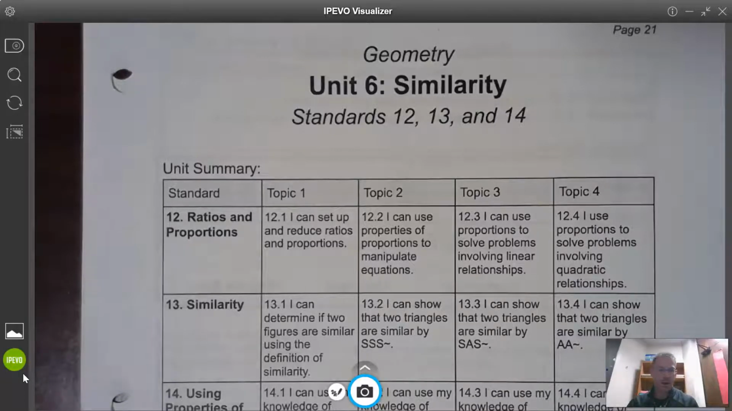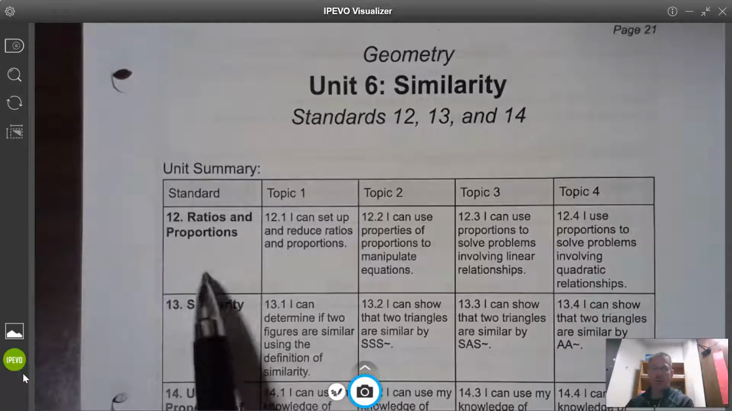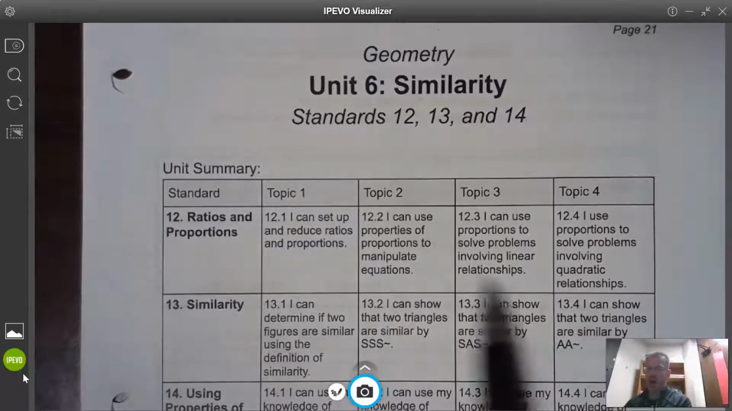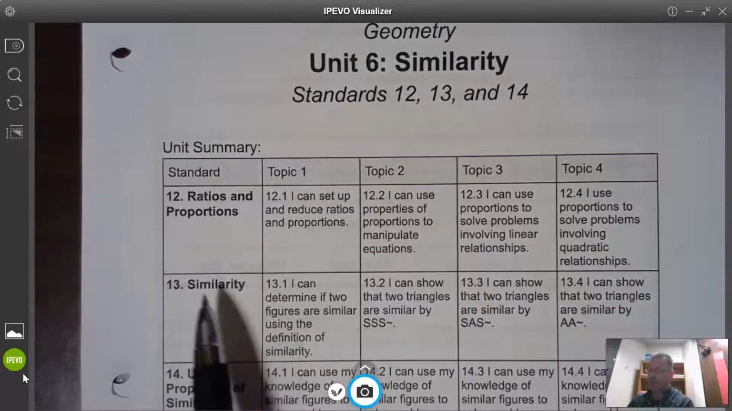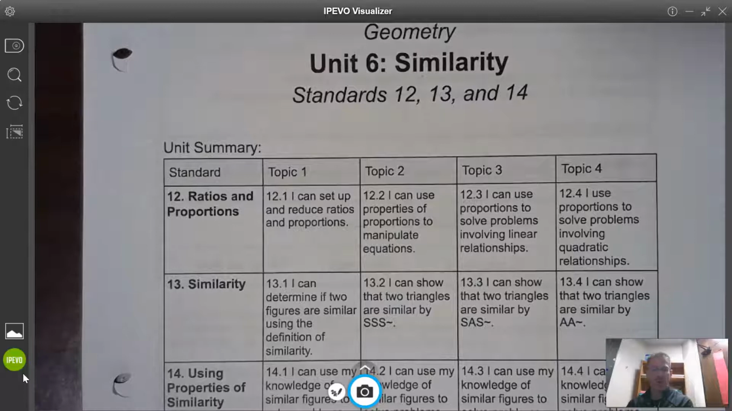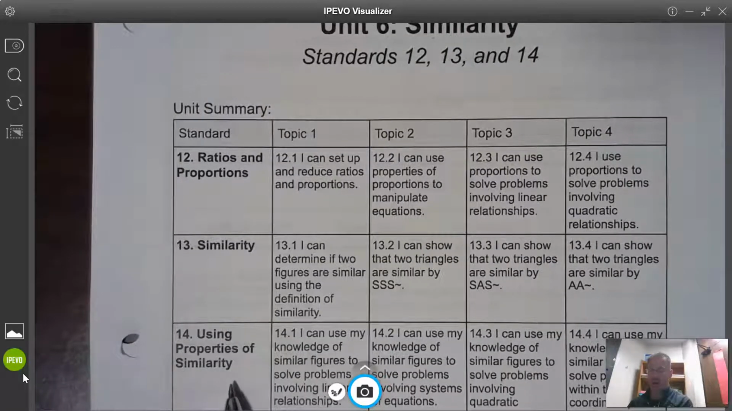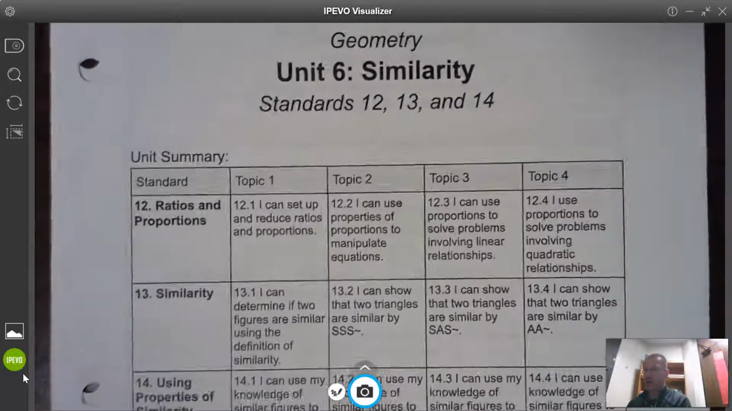All right, so we're going to move into our next unit, which is going to start similarity. And our first lesson here is going to focus on some of our standard 12 concepts. So now, if you can see, our unit 6 is going to consist of three standards: ratio and proportion, similarity, and then using properties of similarity. All right, and so this is on page 21.